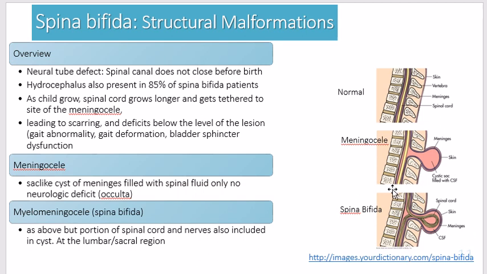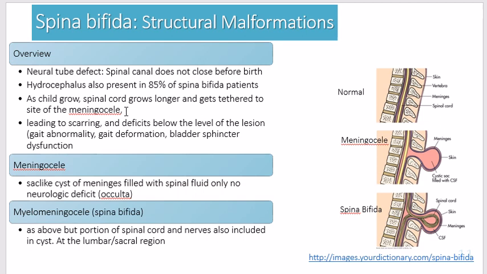But as you can imagine, the outcome is not as good for people that have spina bifida myelomeningocele compared to people that have just the meningocele. Another thing I wanted to mention here is that in people that have spina bifida, 85% of these patients will also have hydrocephalus. And if you remember hydrocephalus, which we'll actually talk about on the next slide, the water or excess CSF found on the brain.